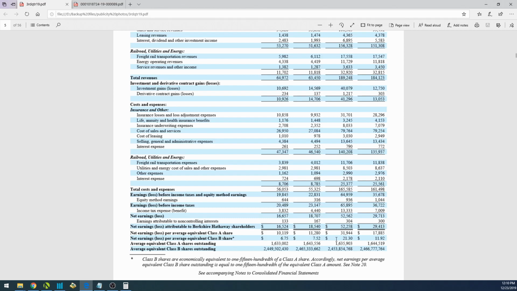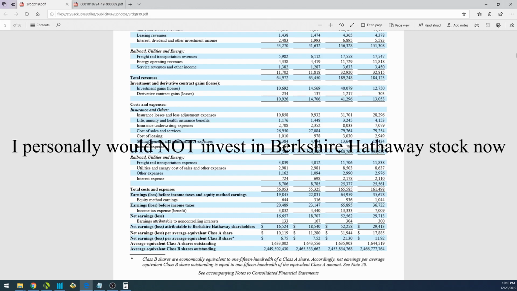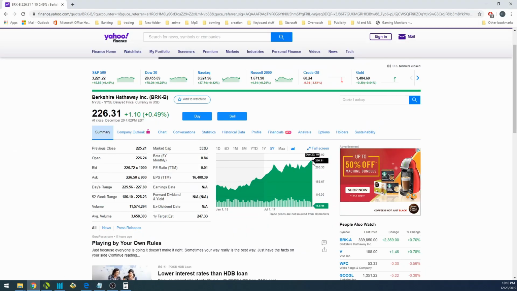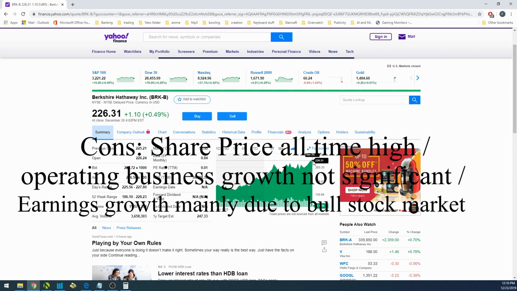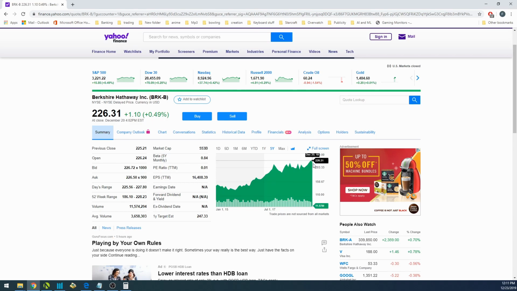So whether to invest in Berkshire Hathaway at this point in time will probably be a no for me, because the share price is already at an all-time high, and it doesn't seem like their business side has grown. So all this growth is just due to the bullish stock market. But if the stock market does crash and it goes down, Berkshire Hathaway will be a very good buy, because their business is very solid.